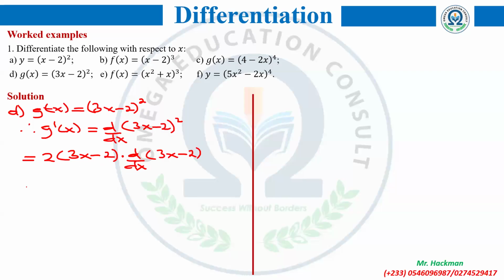Now we are in a comfortable lead. This one, your operator is not affecting it, so you keep it intact. This one, your operator is affecting it, so differentiate this for me. If you differentiate this, what do you get? You still get 3x minus 2?